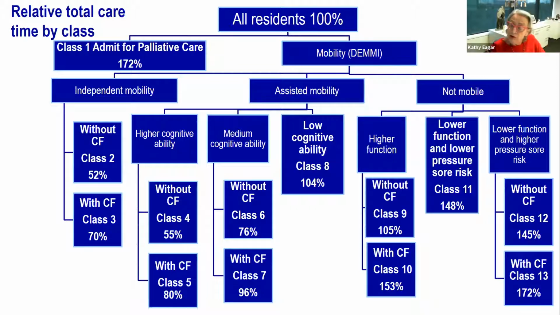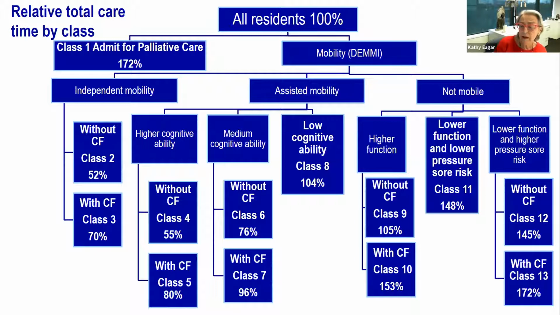So when staff ratios are introduced, 200 minutes is going to be the average, but the amount per person is going to be determined by the class that the person's in. So if you just keep that figure in mind, what you'll generally see is that the without compounding classes get less staff time than the with. In other words, the compounding factors are actually driving some staff costs. So if you look at classes 2 versus 3, you can see it's 52% versus 70%.